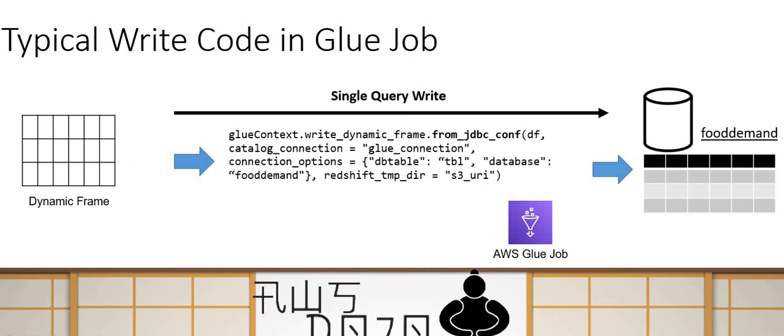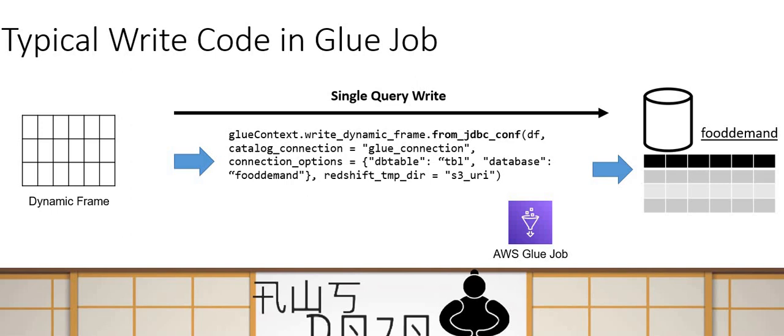They will use simple code like this. We are saying, hey, I'm writing from the JDBC conf method. Here is my data frame. Here is my Glue connection, which can be used to connect to the JDBC database. Here is my table name, here is my database name, and then here is my temp directory in case of Redshift. And this will write your data frame into the table in the database. Looks nice again, but if you are using this method, then you're using a single query write method, which is not going to give very good performance if you have a very large amount of data.